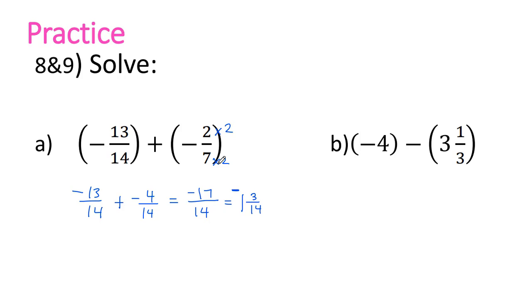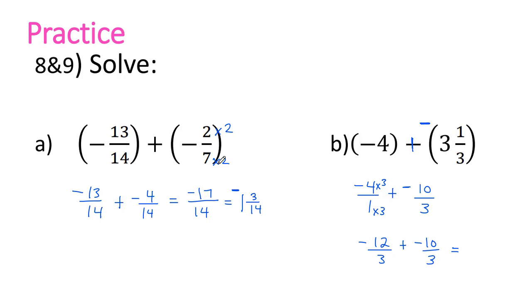For B, we have the issue of the subtraction, and we have a mixed number. So let's worry about the signs first. Let's change the subtraction to adding and change the 3 1/3 to a negative 3 1/3. Now let's make everything into improper fractions. Negative 4/1 plus a negative, 3 times 3 is 9, plus 1 is 10, negative 10/3. The denominators are different, so I will have to multiply my first fraction, giving me negative 12/3 plus a negative 10/3.